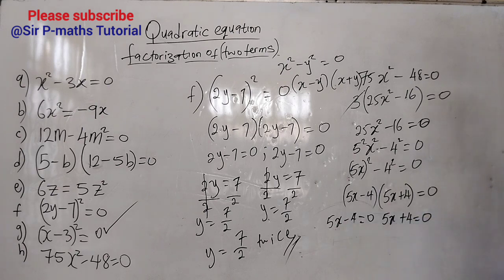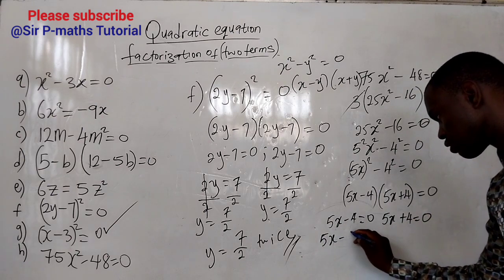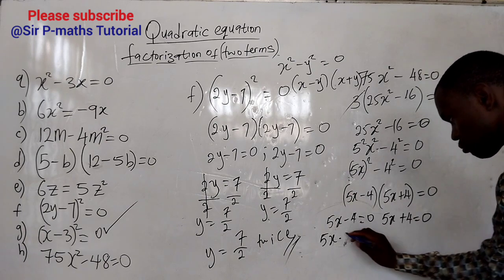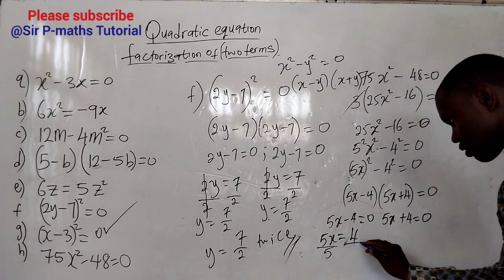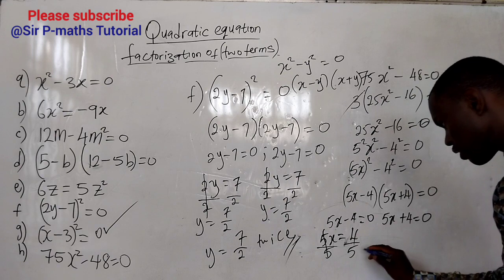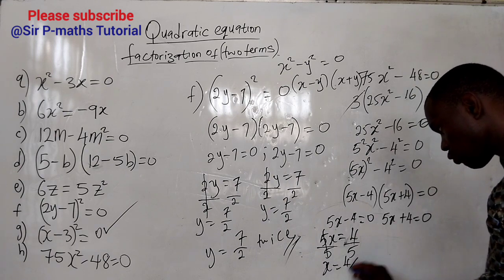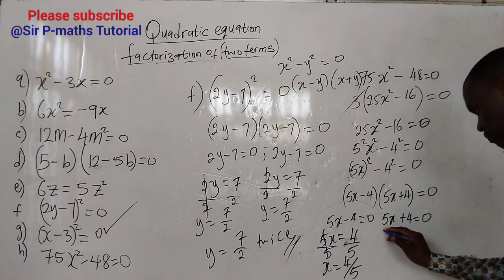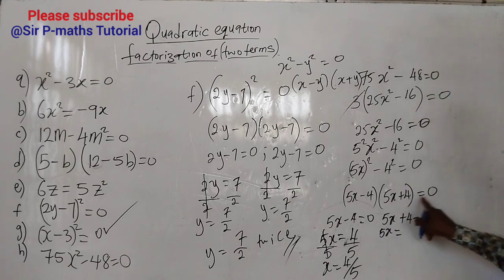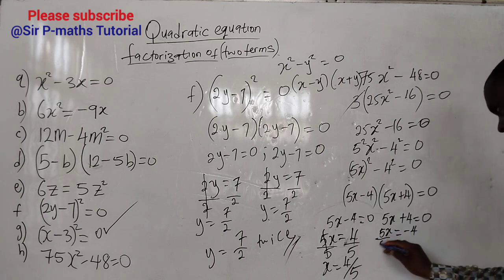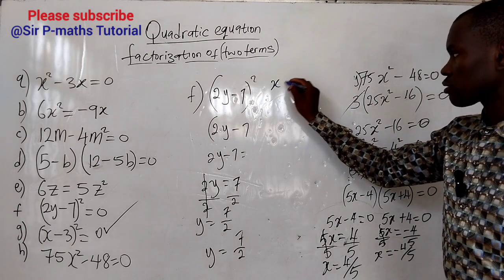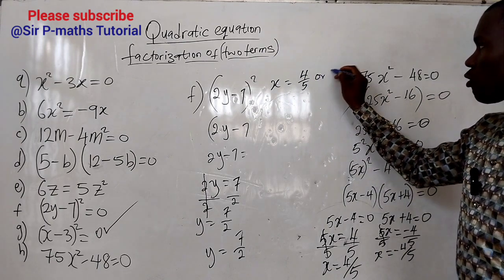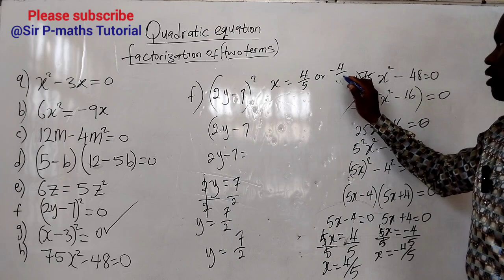Then from here, make x the subject of the formula. That means I'll have 5x equal to 4, 4 will cross. Then we divide both sides by 5. I will have x equal to 4 over 5. Then we do the same thing here. I will have 5x equal to 4, which will cross and become minus 4. Divide both sides by 5. Therefore, x is equal to minus 4 over 5. That means x is either 4 over 5 or minus 4 over 5.